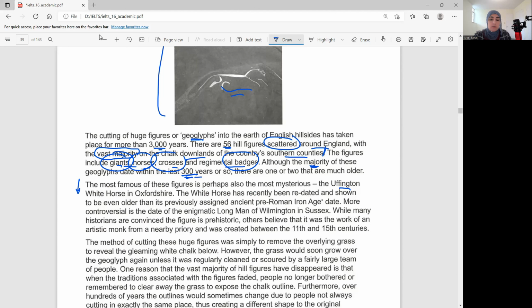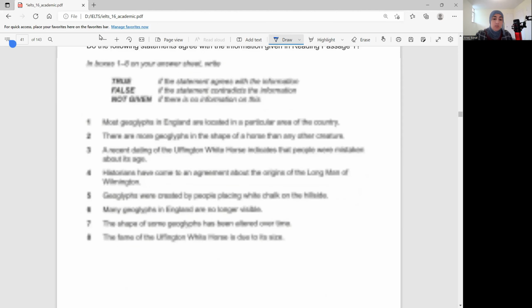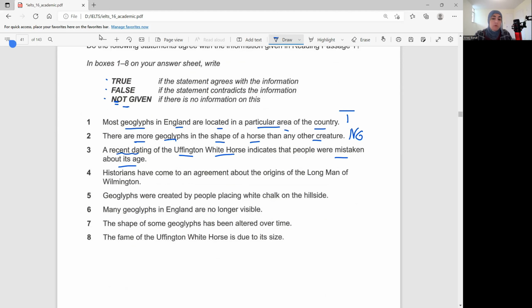So this is the Uffington White Horse in Oxfordshire. Right, so did they talk about whether it was misdated or not? Let's see. The White Horse has recently been redated. Redated means they have put a new estimate of how old it is, and shown to be even older than previously assigned, ancient pre-Roman Iron Age. So it is actually older than we thought. Let's see if it matches that. A recent dating of the Uffington White Horse indicates that people were mistaken about its age. Yep, this is true. Now let's go to the next one.